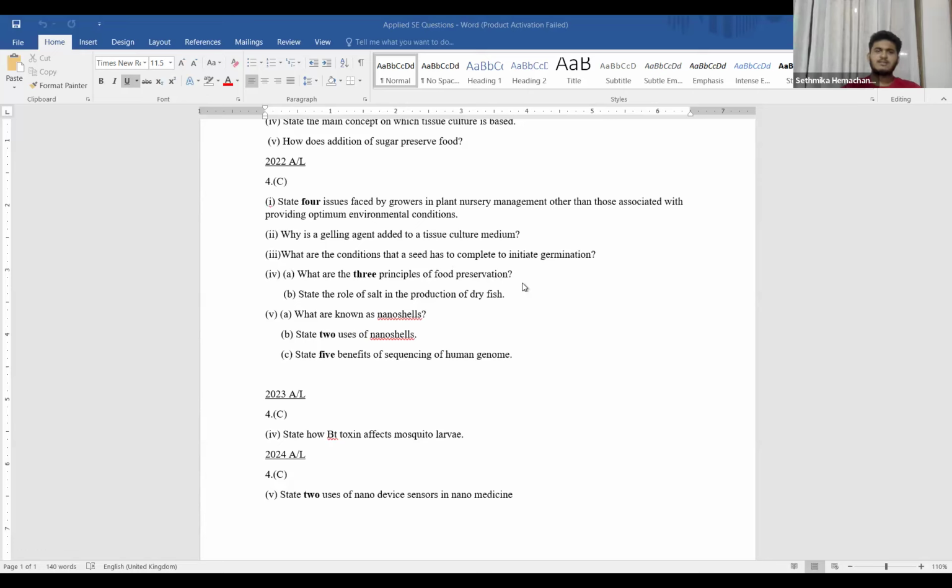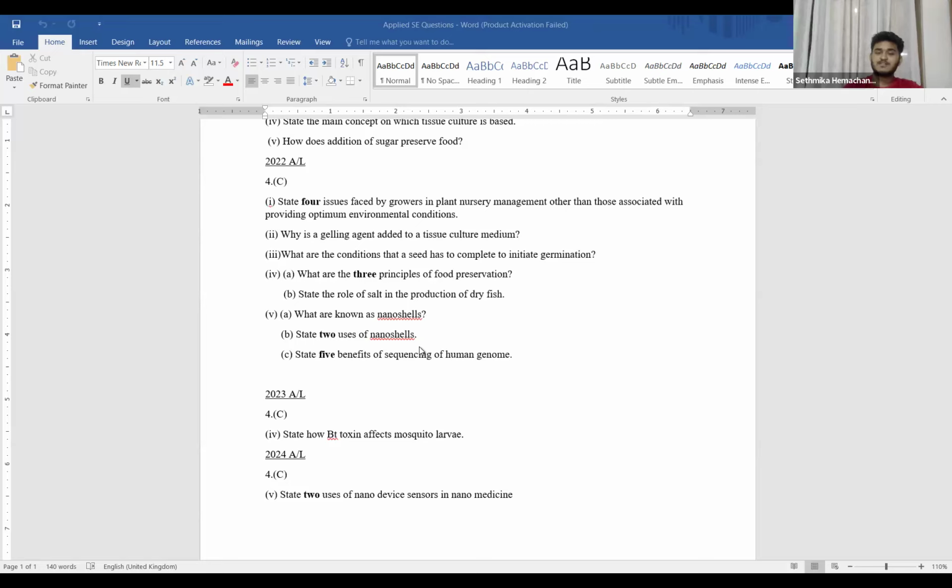So, three principles of food preservation. We even had an MCQ from that. Role of soil reproduction of dry fish, known as nanoshells, state two uses of nanoshells. These nanoshells are nanoparticles which have a dielectric core, and two uses are treating cancer and bioimaging enhancement.